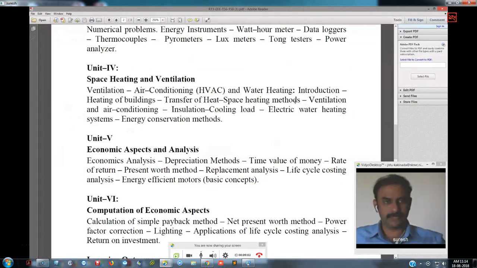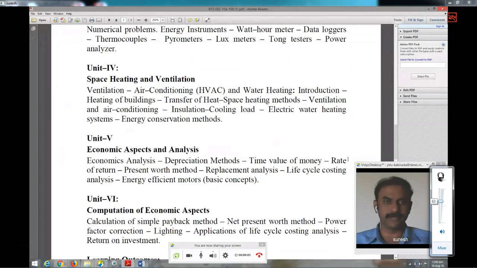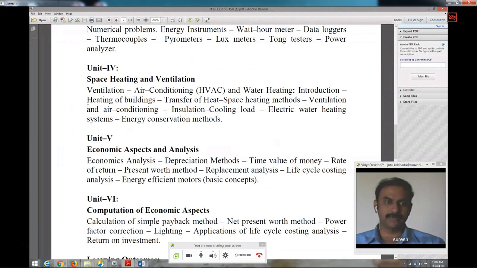Space heating and ventilation. In the last class, we discussed the heating of buildings, the various techniques to heat a building, and the necessity to heat a building.